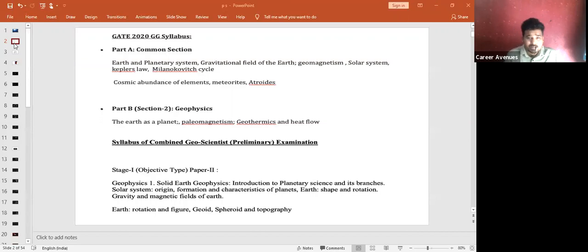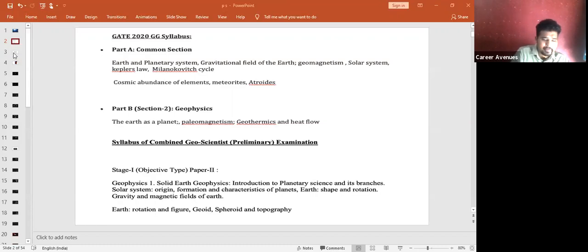The same syllabus is there in GSI, but new things are rotation of Earth, revolution of Earth, geoids, spheroids, topography, shape and rotation. These things are new, but everything else is the same.